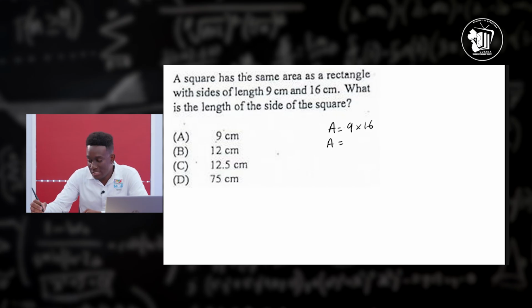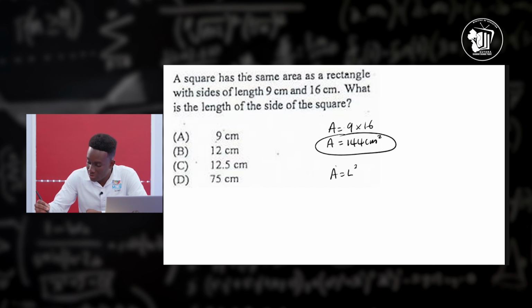So 9 times 16, we know 9 times 8 would be 72. And if we double that, that would be 144. So 9 times 16 is 144. So the area is 144 cm squared. So this is the area of the square as well. So we know to find the area of the square, it's length squared. So we found the area to be 144. Since 144 is equal to L squared.